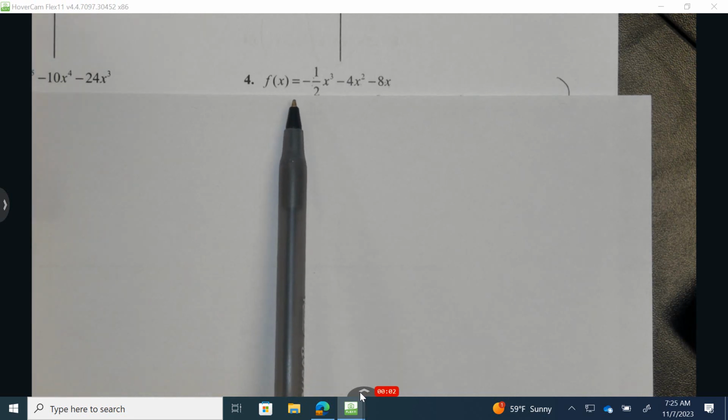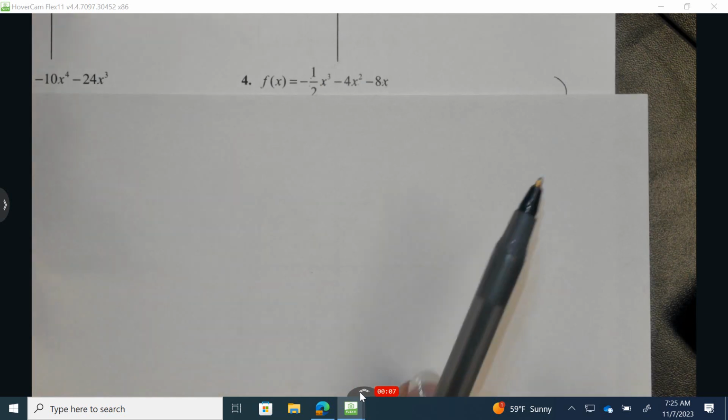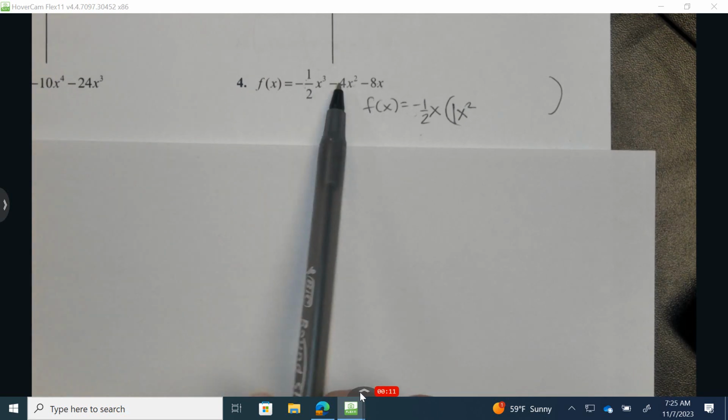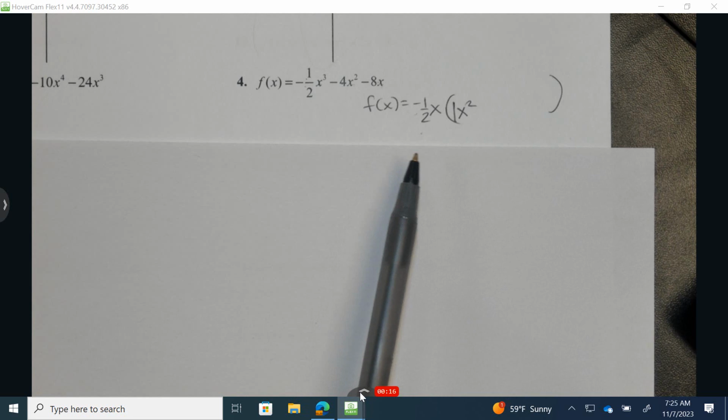Number 4, from graphing polynomials. We're going to graph this and identify the x-intercepts and the y-intercepts. So doing this with a calculator, I recognize that each one of these terms contains an x, and I can factor out a negative 1/2 out of each term.